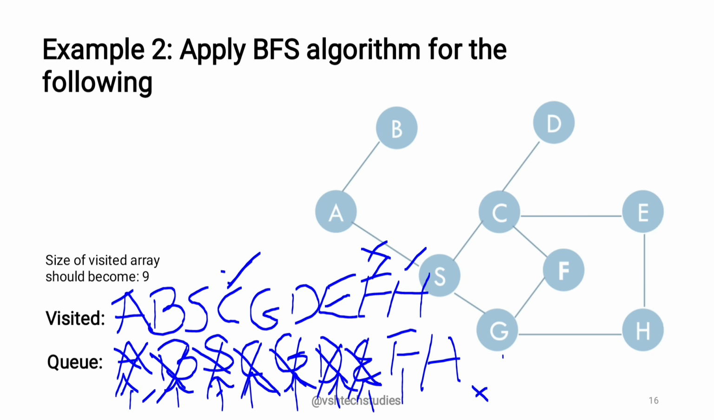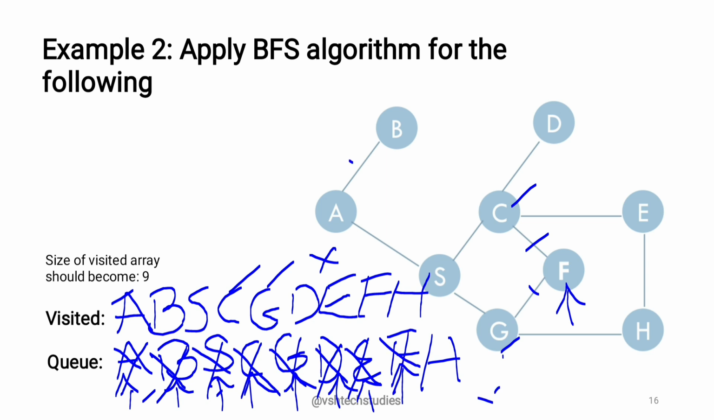Next in the queue, F is at the front of the queue. So F is to be considered. The F node's neighbors are through links: it is connected to C and on the other side G. So two neighbors are there. G is already visited and C is already visited, so nothing to put into the visited array and nothing to put into the queue. So the procedure with F is over.